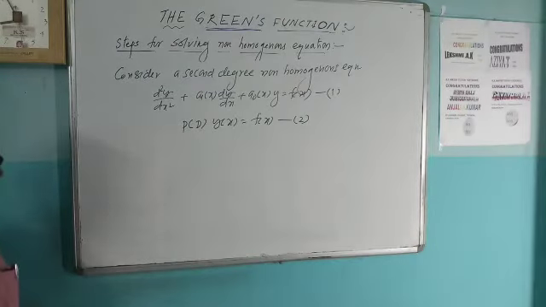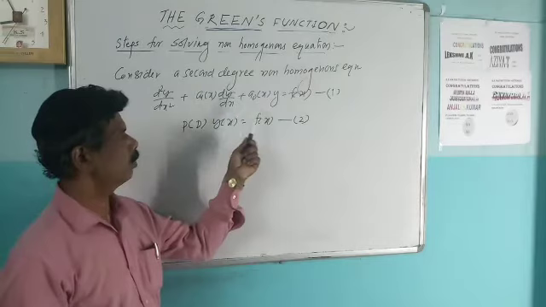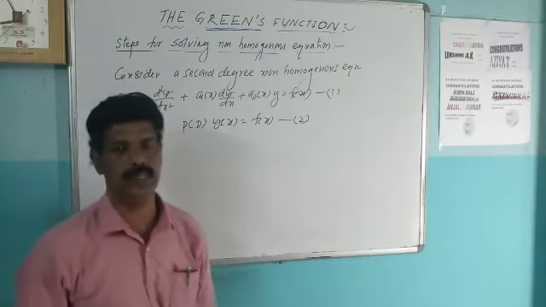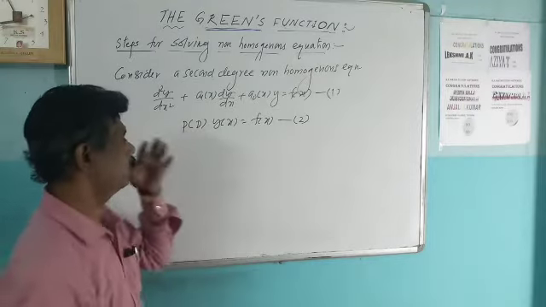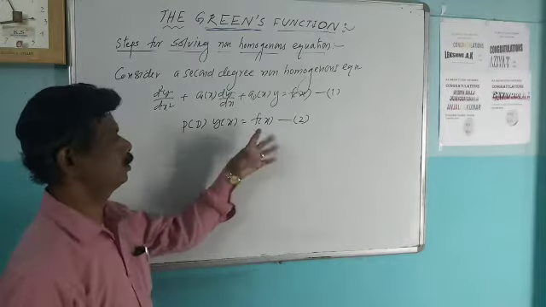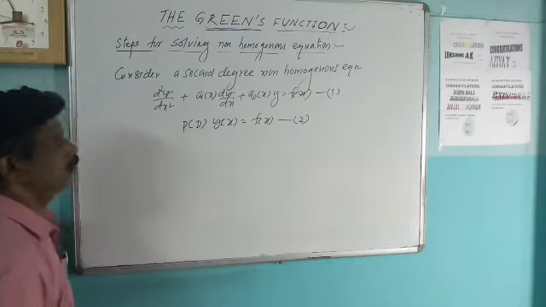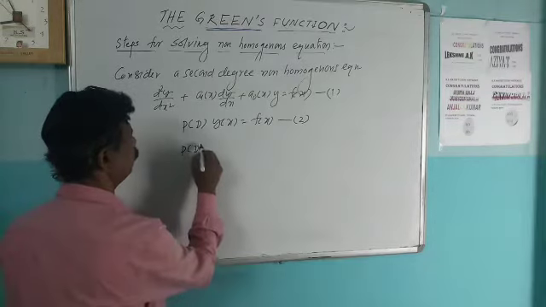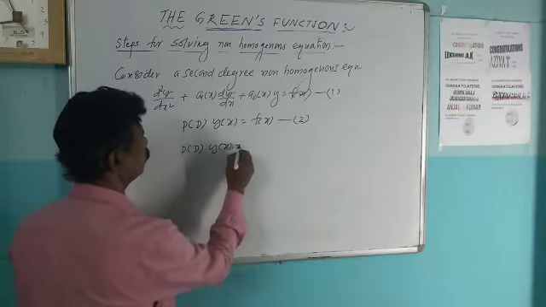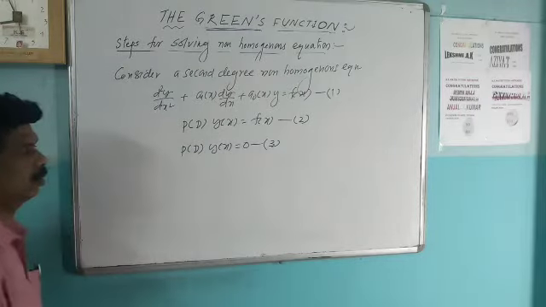Consider a second degree non-homogeneous equation d square y by dx square plus a1(x) into dy by dx plus a0(x) into y equal to f of x. Then the differential operator of this function is PD y of x is equal to f of x. It is called equation number 2. Then step 3, equate PD y of x to 0. PD y of x equal to 0. I call this equation number 3.